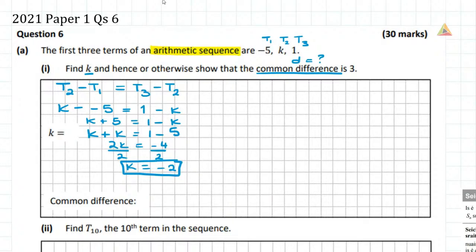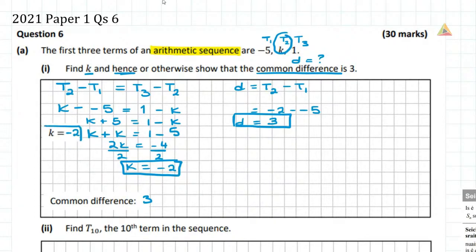So the first thing said, find the value of K, and then hence or otherwise. So I can do this using any formula I want or any method I want, but we're going to use "hence", so we're going to use that answer to work out the common difference. So the common difference is what we get when we take a term and subtract the term that comes before it. So this time now we know that K, our second term here, is going to be minus 2. So I'm going to say minus 2 minus minus 5, and when I put that into my calculator, I get that D is equal to 3. So my common difference is 3 and K is equal to minus 2.